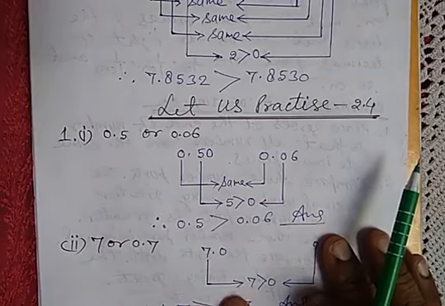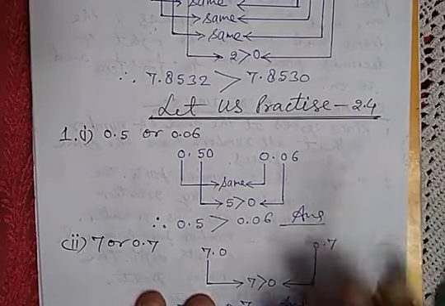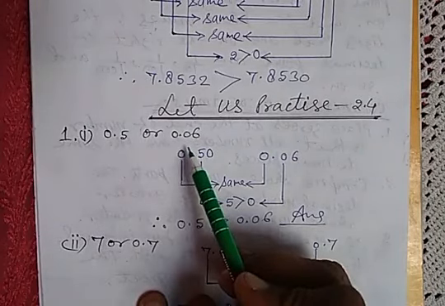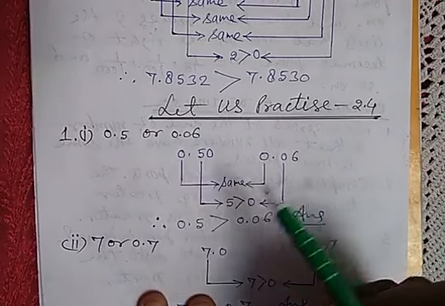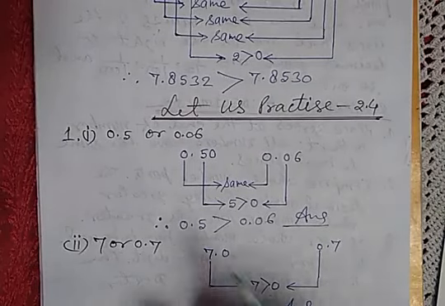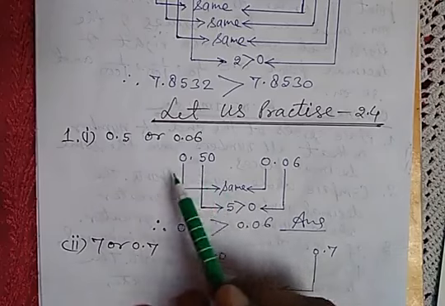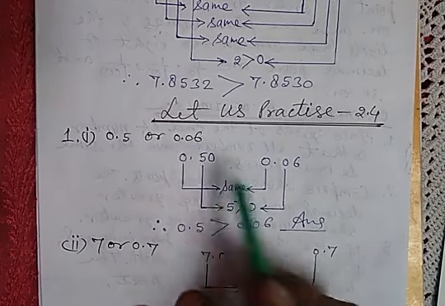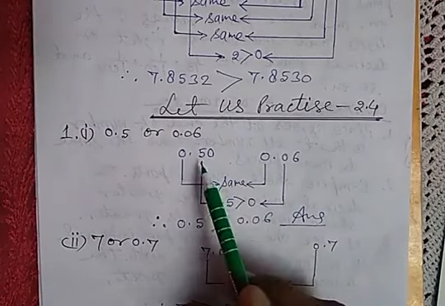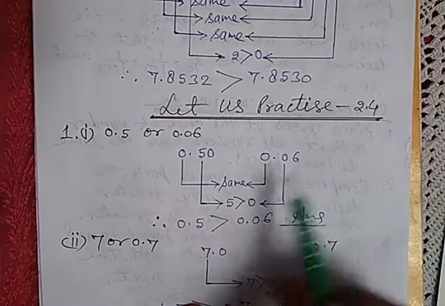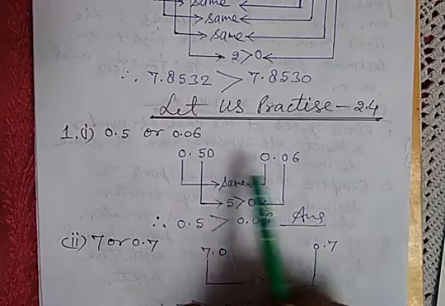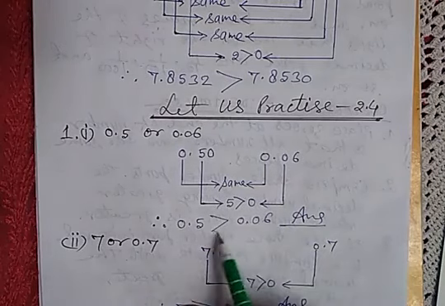Now, we have to solve Let us practice 2.4. Question number 1, first part: 0.5 or 0.06. In this question, we have to find which decimal number is greater. This decimal number 0.5 can be written as 0.50 and this is 0.06. The whole number part is 0, 0, same digit. The tenths digit of this decimal number is 5. The tenths digit of this decimal number is 0. Since 5 is greater than 0, this number is greater than this number. Therefore, 0.5 is greater than 0.06.